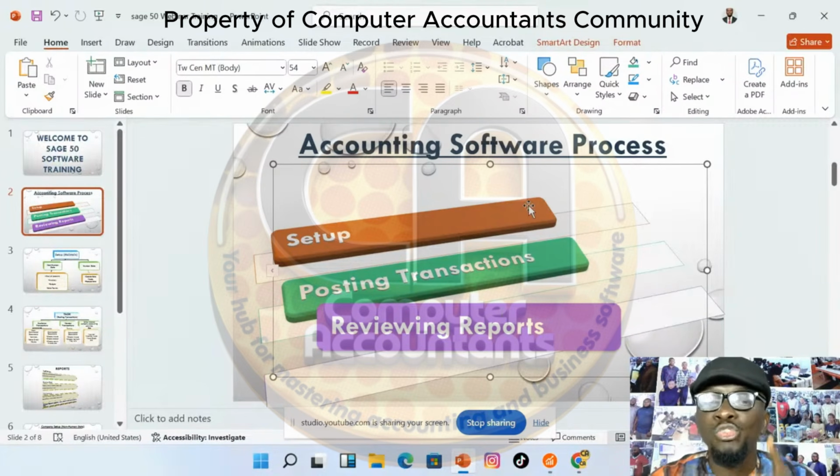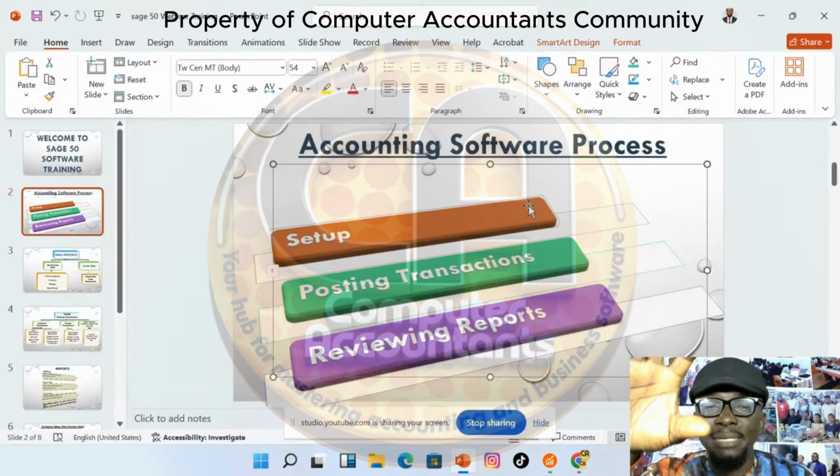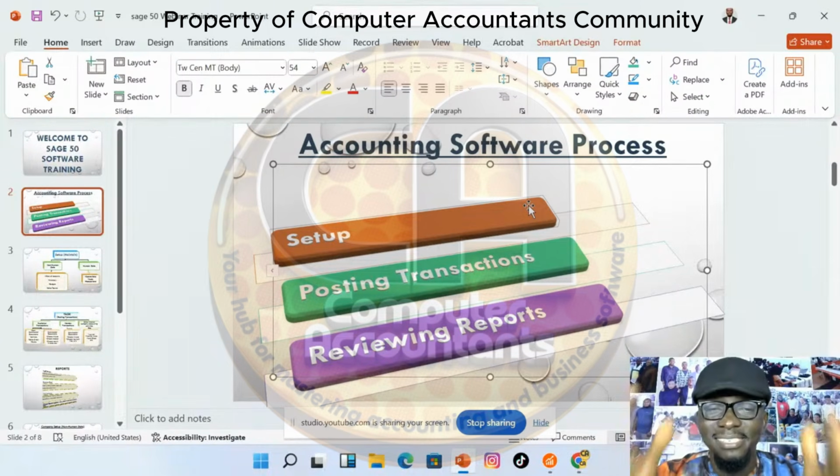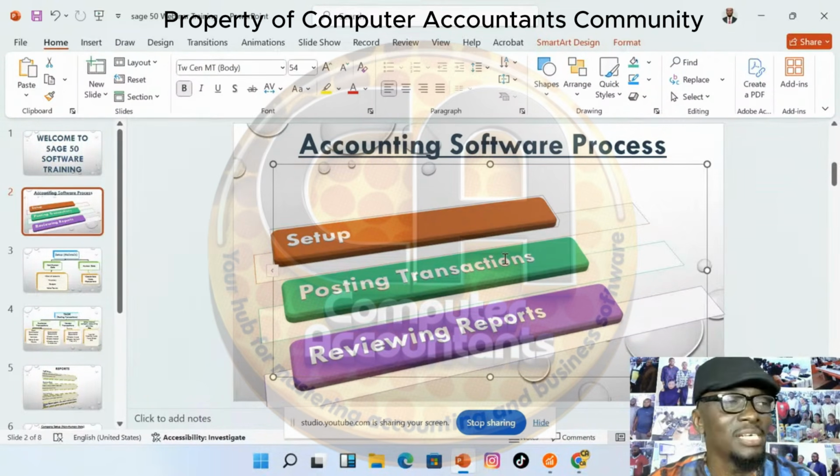Now, it may interest you to know that among these three segments, the first two are your responsibility as the person operating the software. Setup and posting transactions are your responsibility. So it is your responsibility to set up the software.